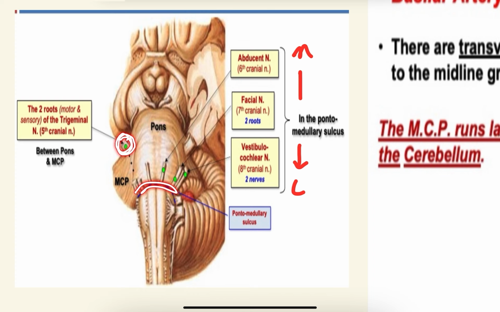Up, I have the trigeminal, which has two roots, and here the facial has two roots. The trigeminal has the sensory and the motor roots, and the facial also has sensory and motor, so it also has two roots.